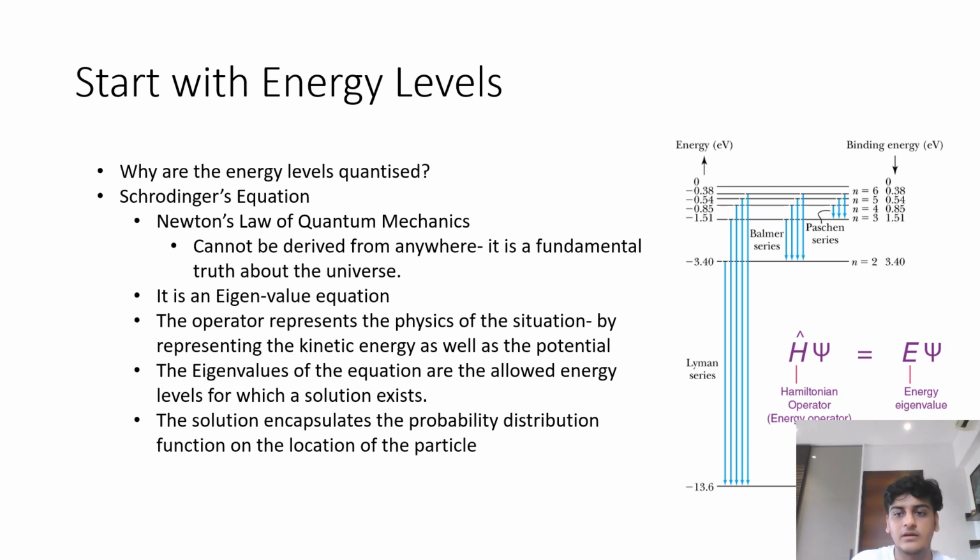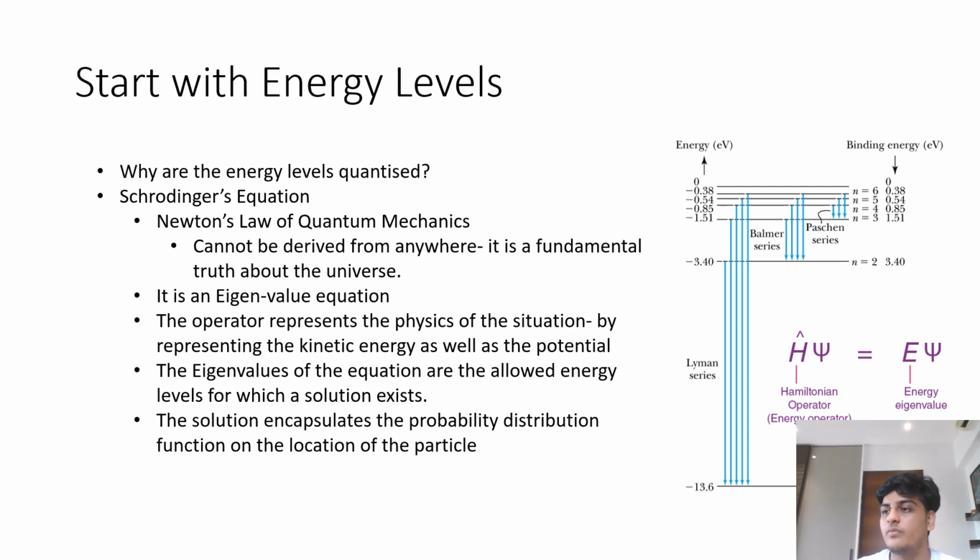So, getting into what exactly this means: the operator here, H, is called the Hamiltonian operator, and it represents the physics of the situation, which means it represents the kinetic energy and the potential that the particle is in. It's obviously mathematically a lot more complicated how it does this, but how I want you to think about it is that H is an operator that encapsulates this physics, specifically the kinetic energy as well as the potential that the electron is in, right? So that's the operator.